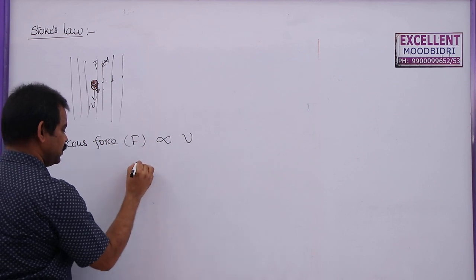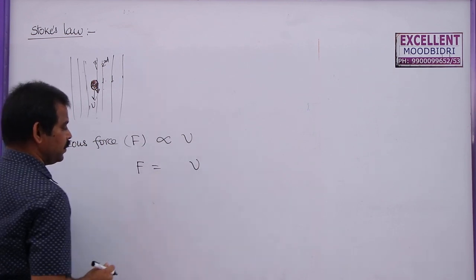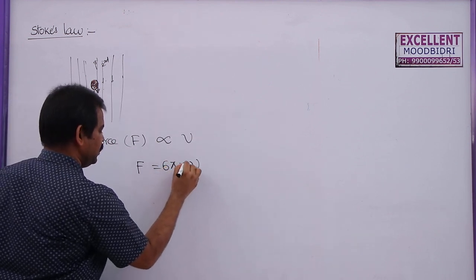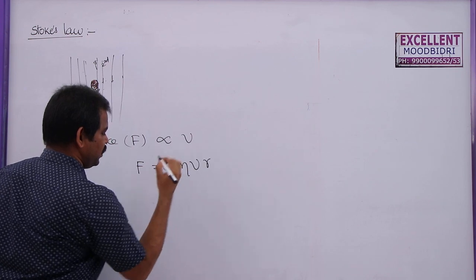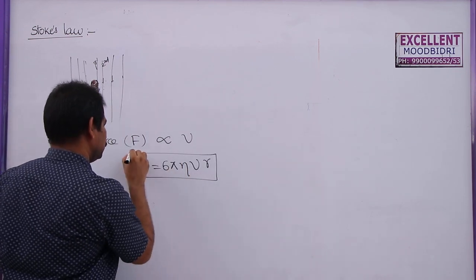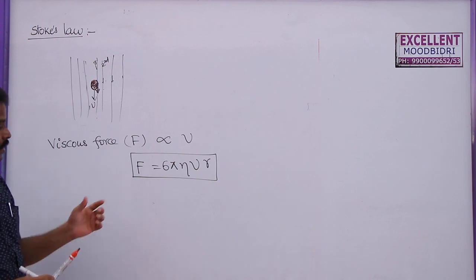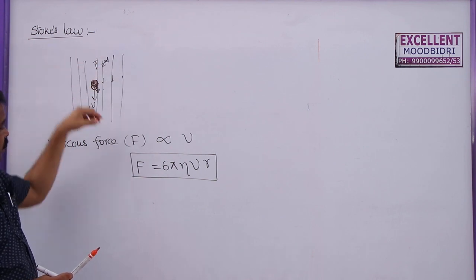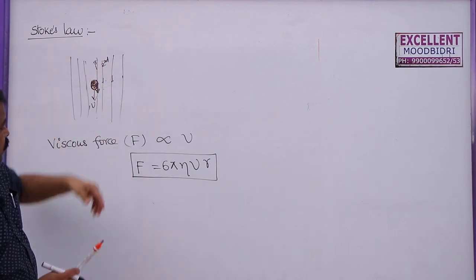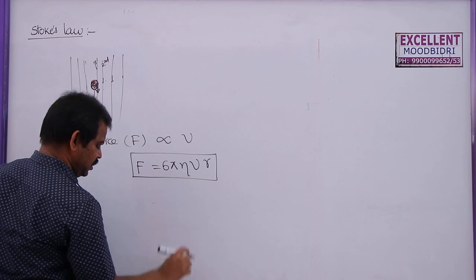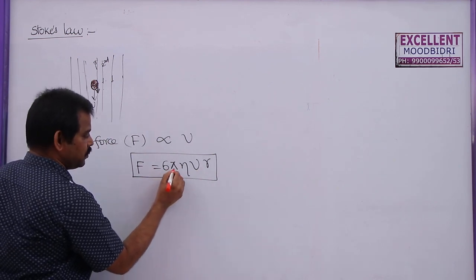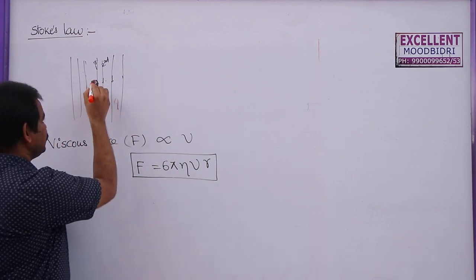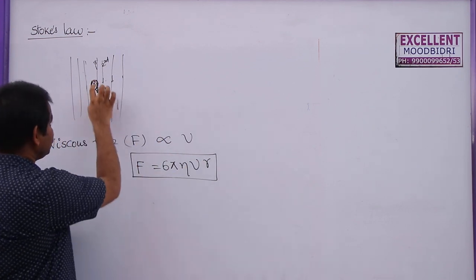Now if you write this, F is equal to some constant into V, and that constant is found to be 6 pi eta R. So F = 6 pi eta R V. This is called Stokes law. The viscous force of a body passing through a fluid is given by 6 pi eta V R. Here 6 is a constant, pi is a constant, eta is the coefficient of viscosity of the fluid, V is the velocity of the body, and R is the radius of the body.